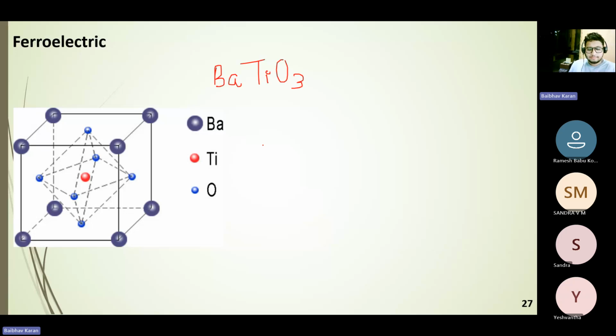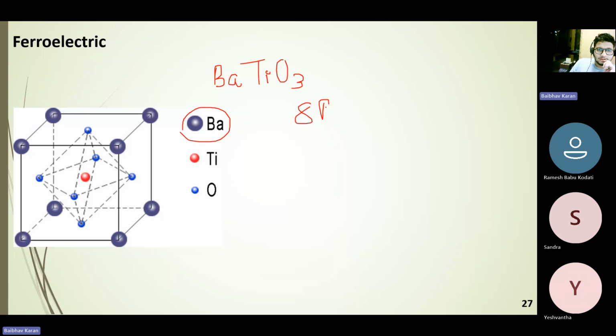So let's see, you must have learned about crystal structure and how they are arranged. In this crystal structure, the barium atoms are arranged at the corners of the unit cell. In a cubic unit cell, there are 8 corners. So there are eight barium atoms, and each atom at the corner of the unit cell is shared with 8 other unit cells. So 8 into 1 by 8 in one unit cell. So there will be one barium atom, right?